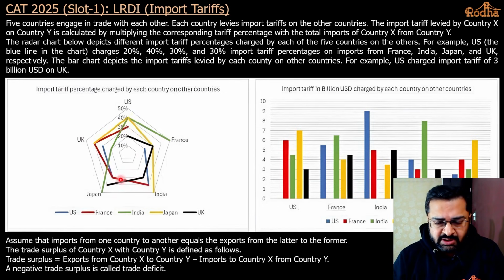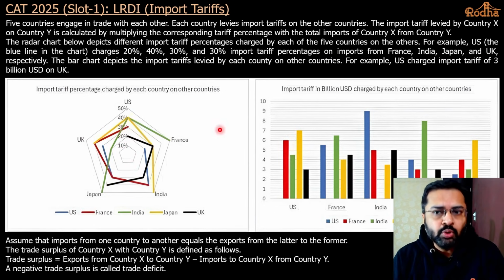And here, I think this red line or maroon line, whatever you call it, is superimposed on it. So it's not visible, but it's clear that it moves like that. From here to here, then it goes here, and then it goes here. So this is the blue line, this is the US line, right? And they have given an example. US charges 20%, 40%, 30%, 30% import tariff percentages on imports from France, India, Japan, and UK. So what it means is that if something is exported to US, or in other words, if US imports something from these countries, France, India, Japan, UK, and they're given in this order: France, India, Japan, UK.